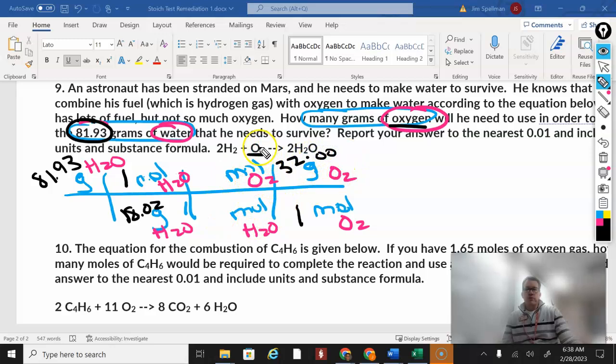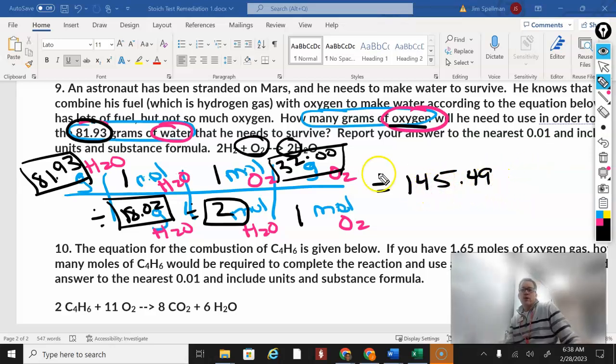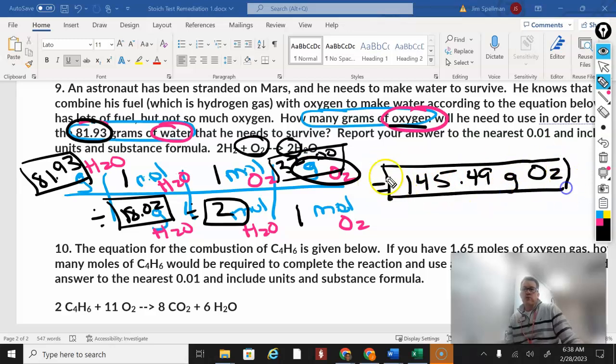And then our molar ratio are the numbers in front of oxygen up here, which is a 1, and the number in front of water, which is a 2. So we take our 81.93, divide it by 18.02, divide it by 2, multiply it by 32, and we get 145.49. And again, finishing it up, 145.49 what? There's your unit, there's your substance. If you weren't sure about that, you could go back and read it in the question, but if you label out your conversions, you're going to have that there for yourself.